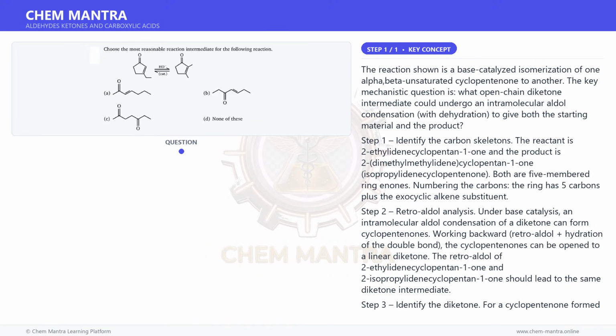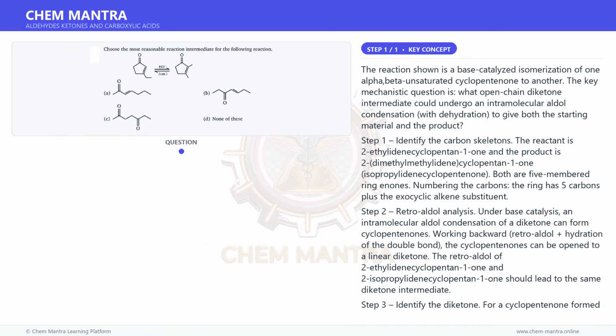The key mechanistic question is, what open-chain diketone intermediate could undergo an intramolecular aldol condensation with dehydration to give both the starting material and the product? Step 1. Identify the carbon skeletons. The reactant is 2-ethylidenecyclopentan-1-one and the product is 2-isopropylidenecyclopentan-1-one. Both are 5-membered ring enones.